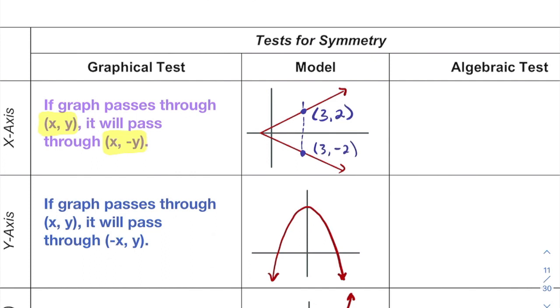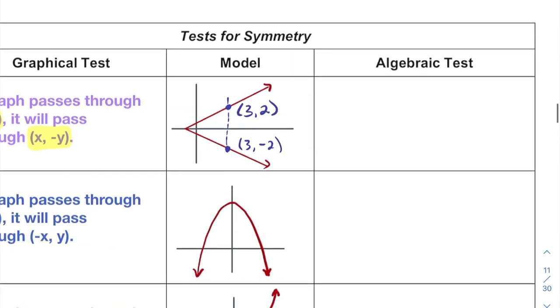If I go straight down, the x value should stay the same, but the y value should flip. So that is our way to test graphically. And when we look at a graph, I'm going to encourage you to pick a couple of points and then apply this rule to it. Make the y negative and see if the graph is also going through that point. That is a great way to make sure that your graph actually is symmetrical to give us some certainty here.